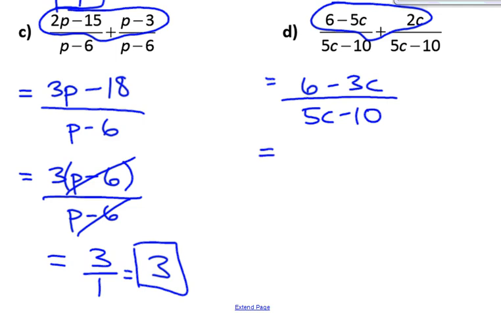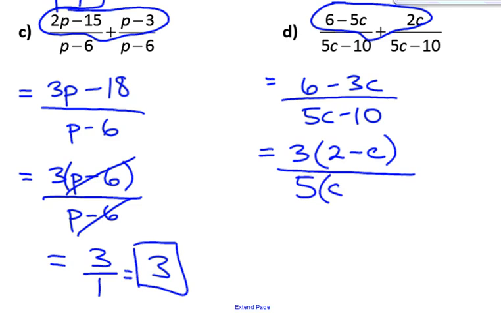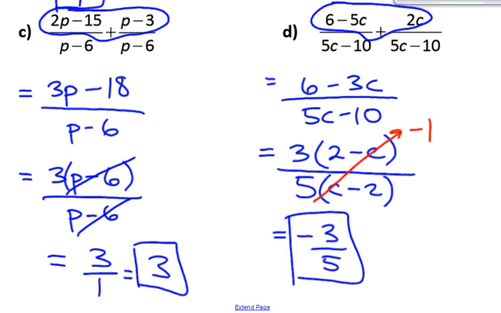Now factor. 6 minus 3c, their common factor is 3. When I factor out a 3, we get 2 minus c. In the denominator, 5 is the common factor, and when you factor that out, you get c minus 2. Now notice this is a little different because we have 2 minus c and c minus 2. Remember that those can cancel out, but they're opposite, so when they cancel out, we need to make sure we multiply by a negative 1. Now we have the fraction 3 over 5 left over, but we can just put a negative in front, and that is our answer.